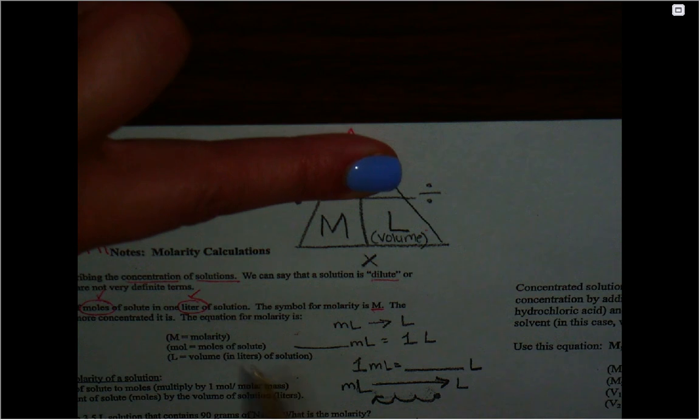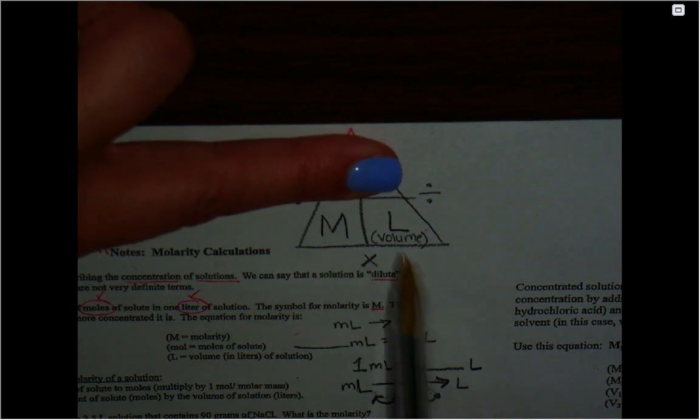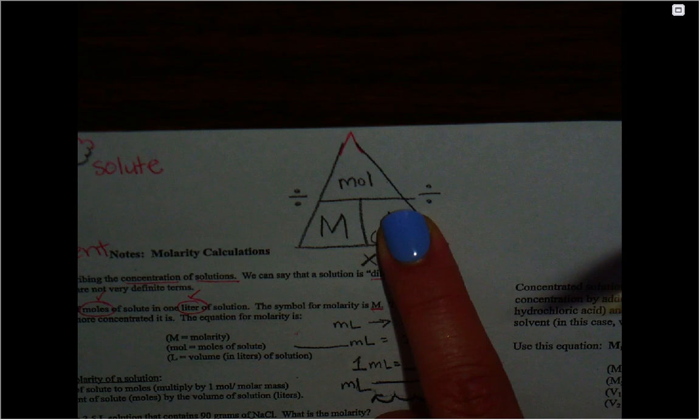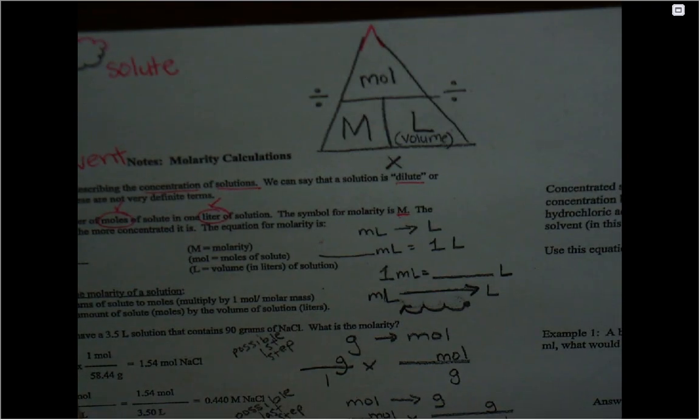If I was solving for moles, I would cover up the word moles. Molarity times liters. If I'm solving for liters, volume, I'm going to say moles divided by molarity. Okay? Easy enough? So you have this to use. Please use it. Don't guess. All right? Okay. So now let's look at how to calculate.